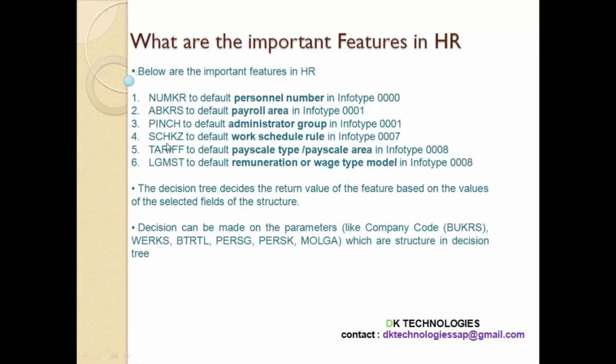If you see each of these features, the purpose of the feature is to store some value in the info type. Each feature is assigned to a specific info type. For example, NUMKR: the purpose of this feature is to default the personal number in the info type called Actions, which is 0000. In my previous lecture, you learned the names of these info types. So you know what 0000 means, and similarly 0001. The purpose of the feature NUMKR is to default the personal number in info type Actions.